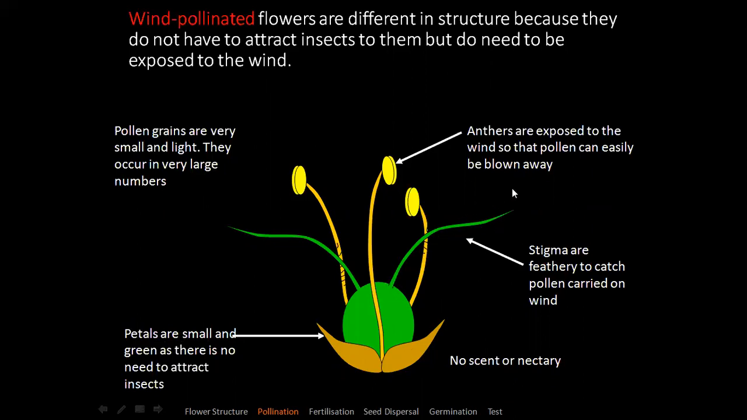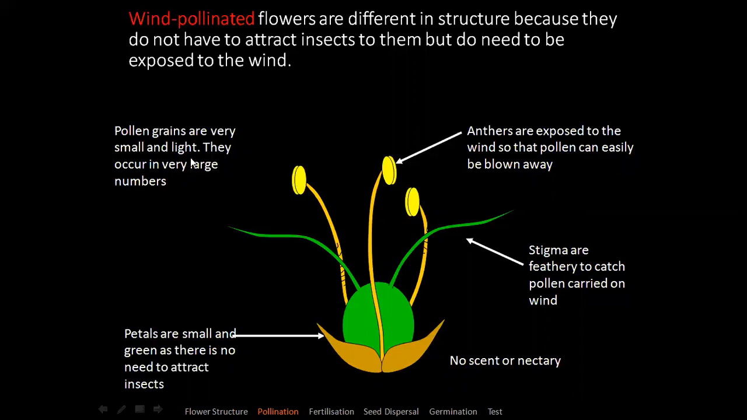Why is it like this? So that if the wind brings pollen grain from another plant, the stigma will collect it easily. The anthers also hang outside and are exposed to wind, so that the pollen can easily be blown away. Pollen grains are very small and light. The pollen grains that develop in these flowers are very small and light because they are transferred by wind, so the wind can take them from one flower to another easily.